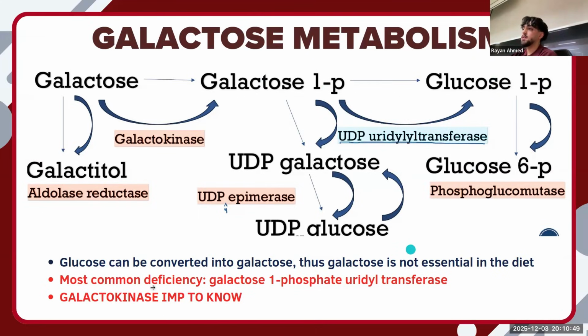Okay, and galactokinase is also important to know. I mentioned that. So if I had to choose 2 enzymes to remember from this slide, I would say galactokinase and UDP uridyltransferase. But UDP uridyltransferase way more than galactokinase. But I suggest you remember all the enzymes. Okay. Let's move on.